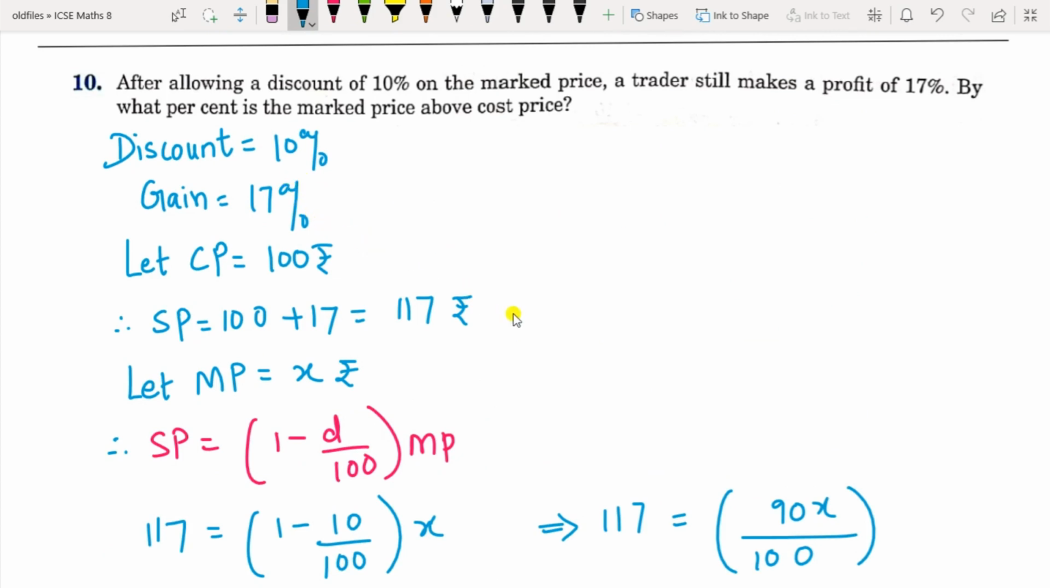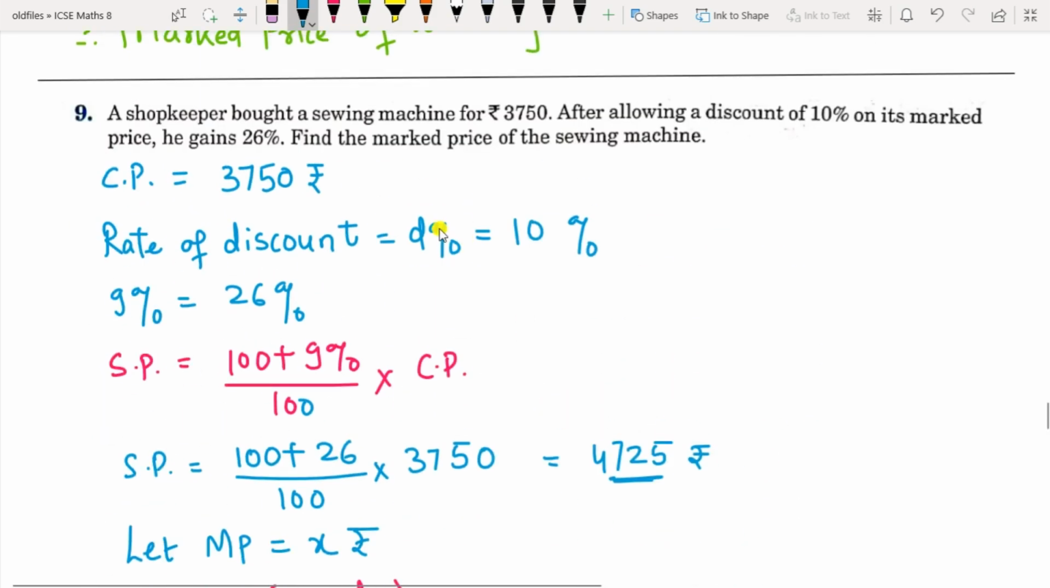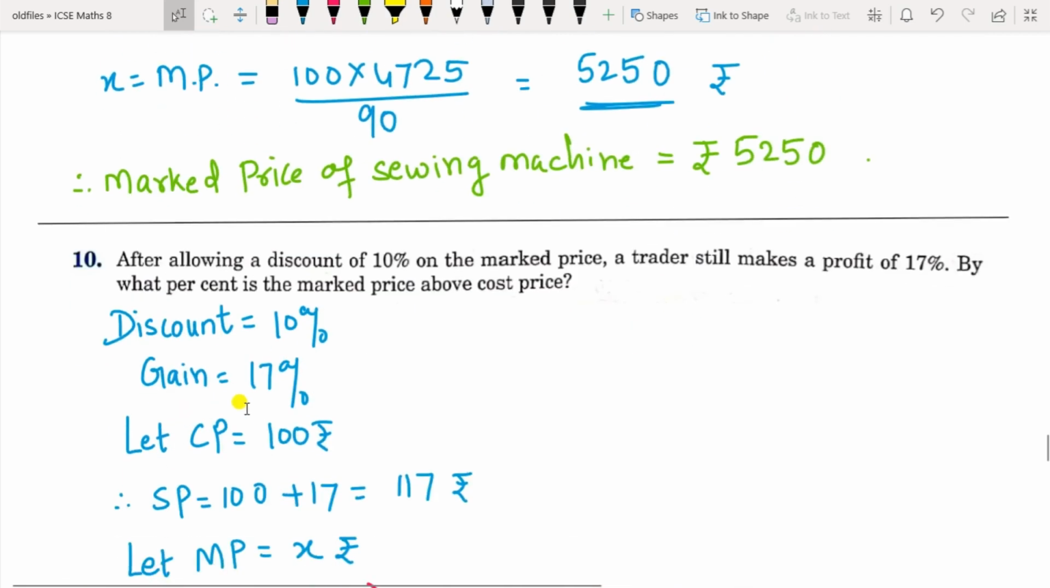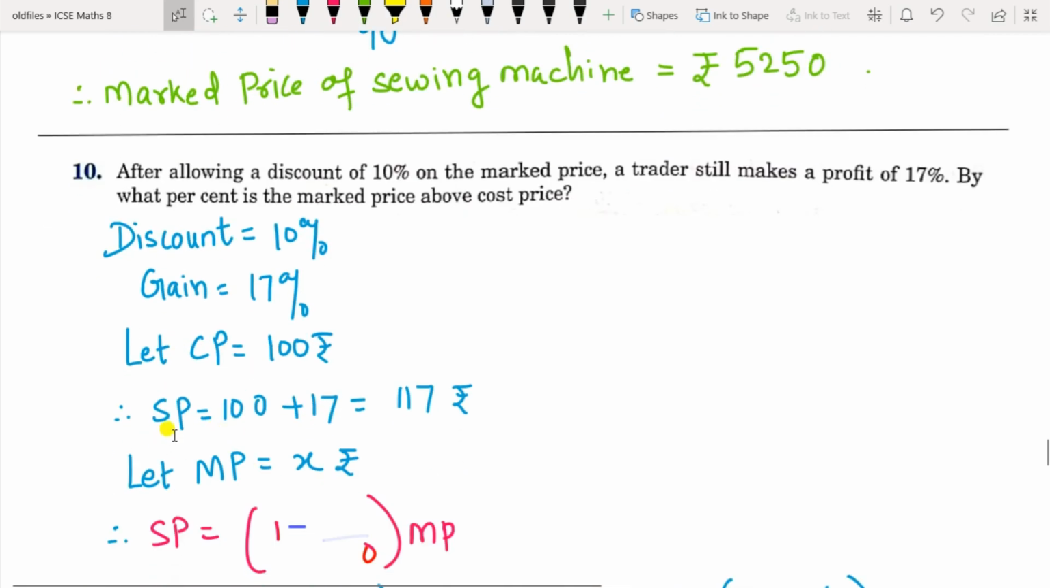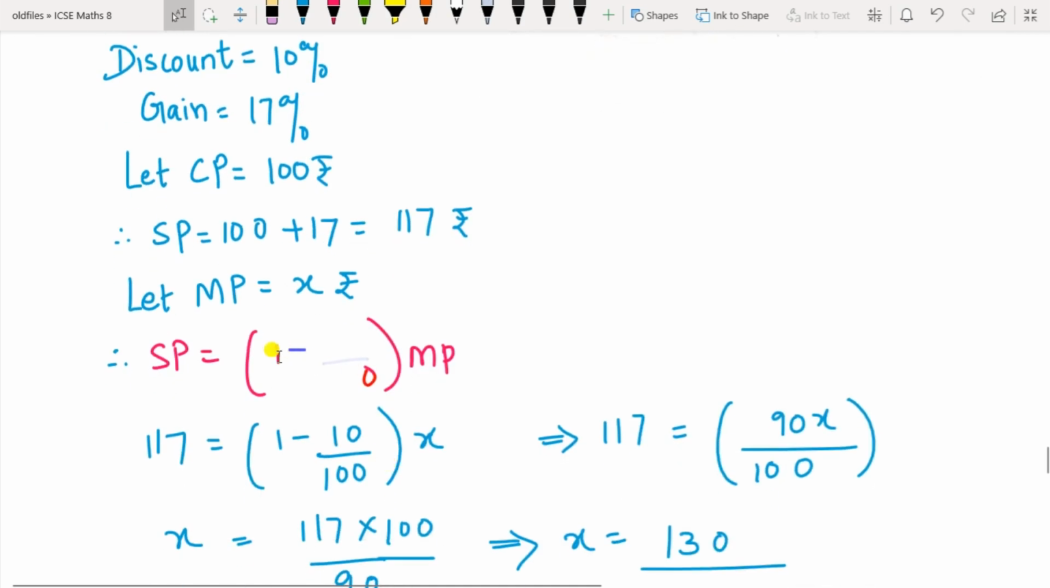So this is the way to solve the equation. You have to remember when CP is given, then you have to use the formula SP equal to 100 plus G percent upon 100 into CP. If something other than 100 is given, then you have to use this formula. And if cost price is not given and we are considering it as 100, then you can find SP simply by adding the gain percentage. So 100 plus 17 is 117, that will be your SP, and the rest is all the same thing.